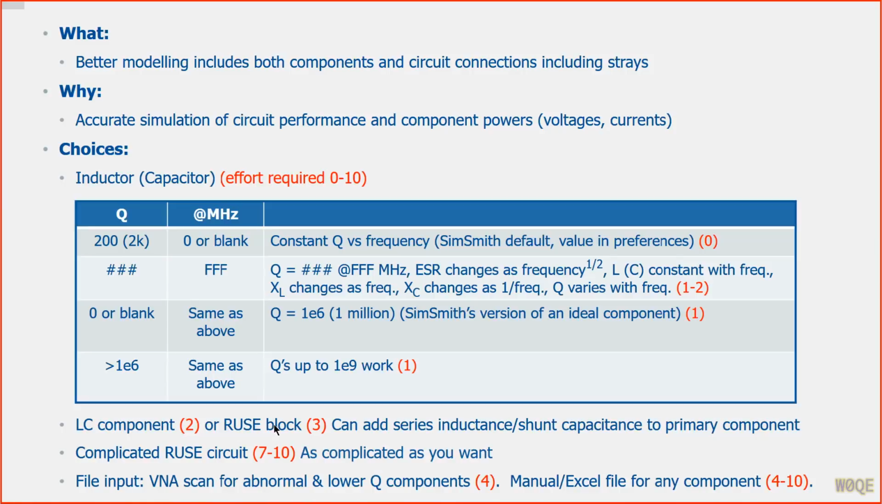Likewise, we can use a ruse block to do any of these things we want here. It works just fine. Components in a ruse block have the same parameters as the lumped components do. You can mathematically change them. You can do whatever you want to do. And both of those represent really good uses of SimSmith to better model something that we're going to use over a wide frequency range. The ruse circuit can be made as complicated as you want. And if you do that, the complexity grows astronomically.